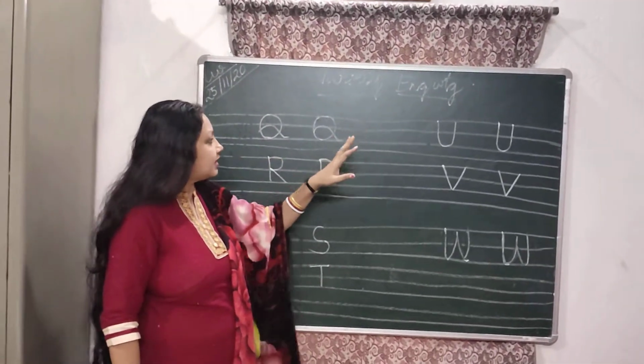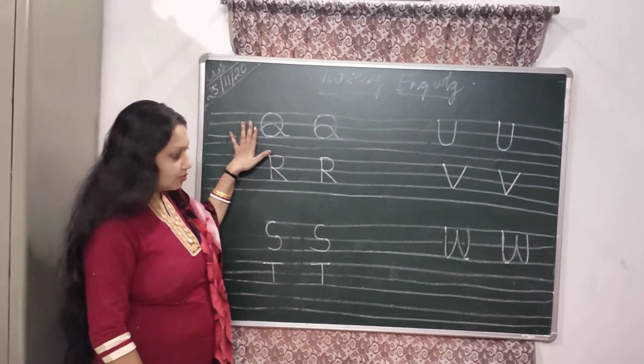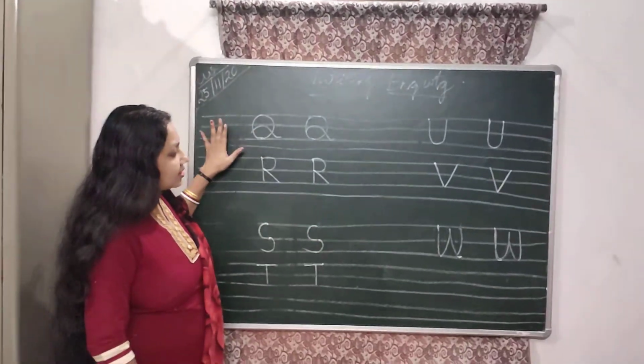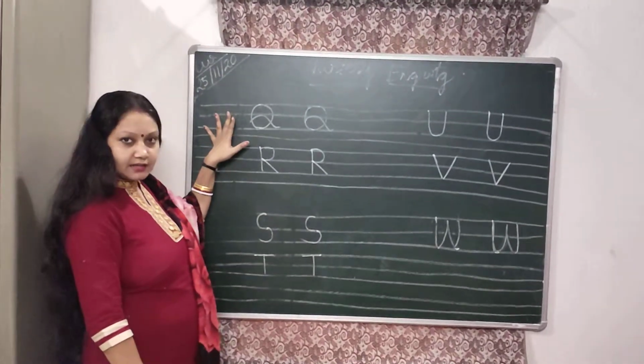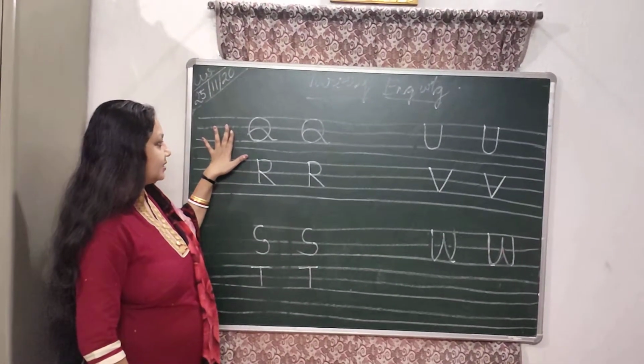Today in English writing, I will show you how to write from capital letter Q to capital letter W. Okay, so children, this is your English copy. You have 4 lines in your English copy. I'm just going to show you how to write these letters.